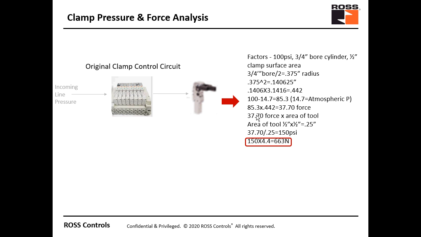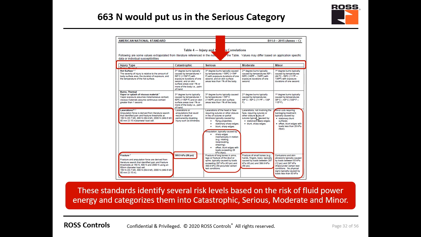When you take that 100 psi on a 3/4 inch bore cylinder and you have a flat clamp surface of 1/2 inch by 1/2 inch, or 12.5 millimeters by 12.5 millimeters, your force is going to be right at 663 newtons. And if you remember, we had a chart the other day that showed that 663 newtons would be powerful enough to create a serious injury.